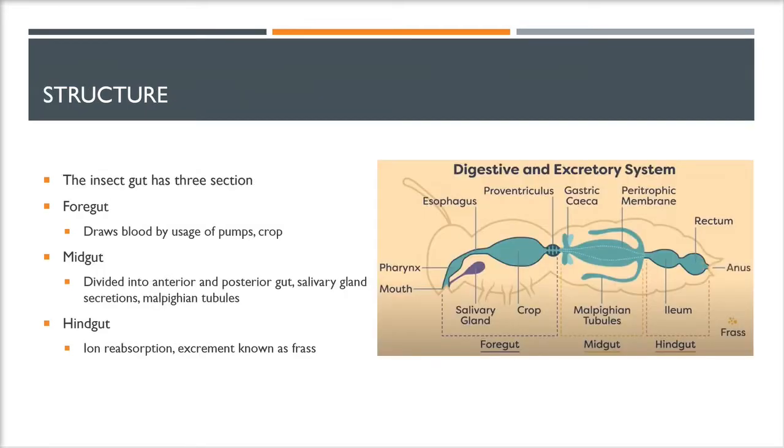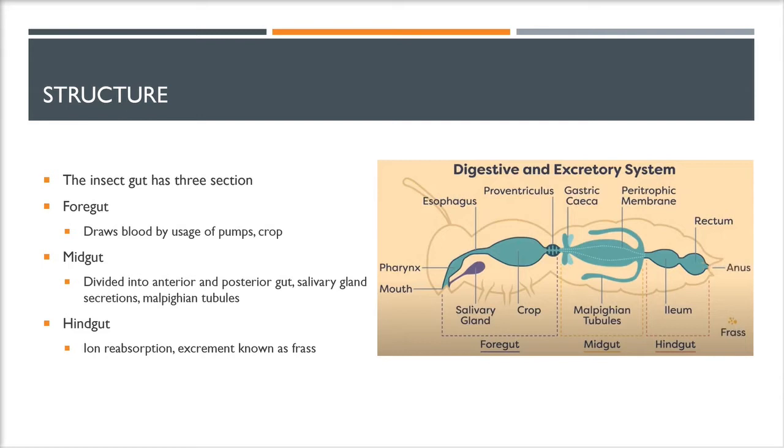Structure. The insect gut has three sections. These are the foregut, the midgut, and the hindgut. The foregut's job is to get the blood meal from a potential host into the vector. It uses pumps in order to draw blood and may store it inside in a section called the crop. Some have a crop while others may go directly to the midgut.